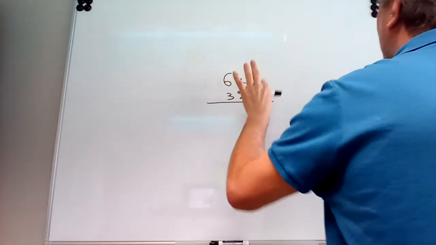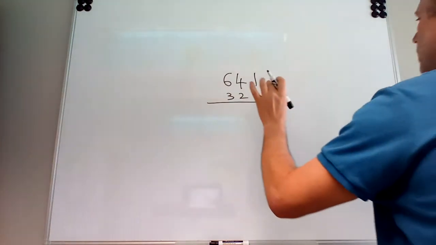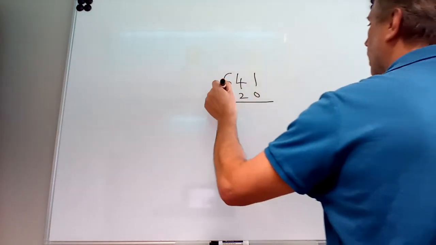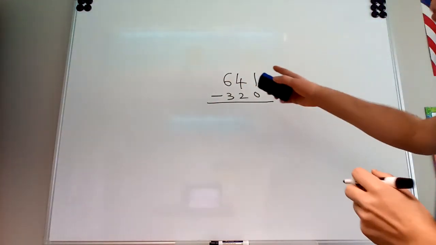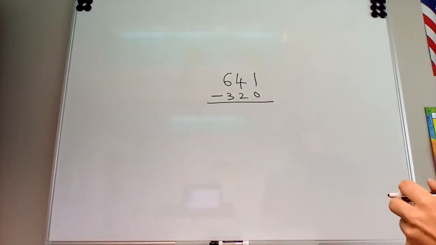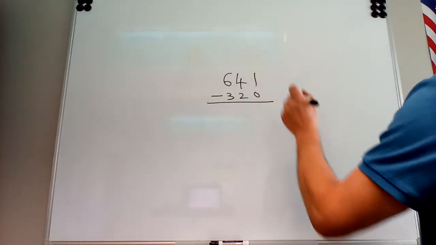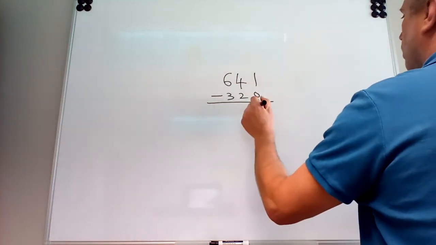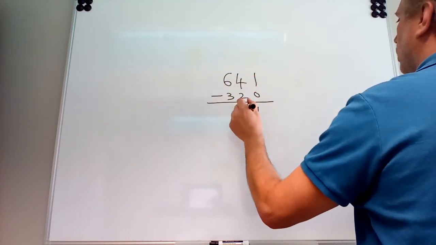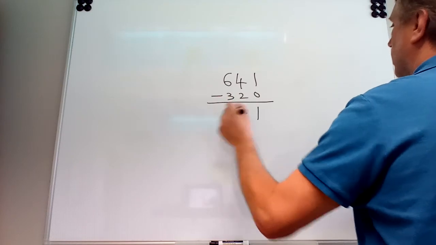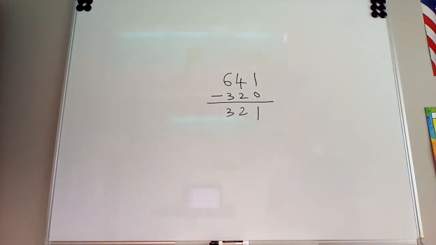Okay, so we got 641 minus 320 here. Put our subtraction sign, making sure everything's lined up directly under each other. Make sure that our tens places are lined up right. So you subtract 0 from 1 to get 1, 4 subtract 2 is 2, and 6 subtract 3 is 3. So our answer will be 321.